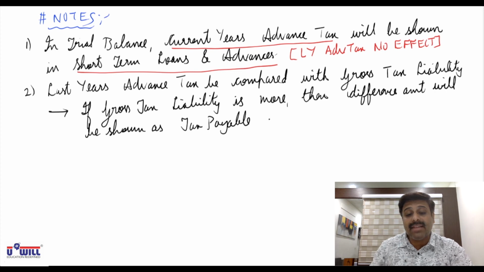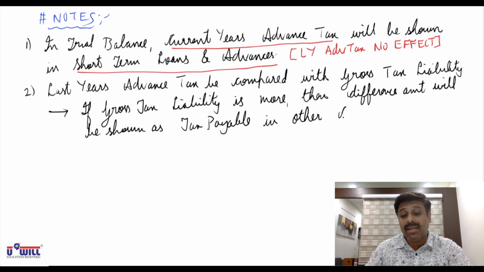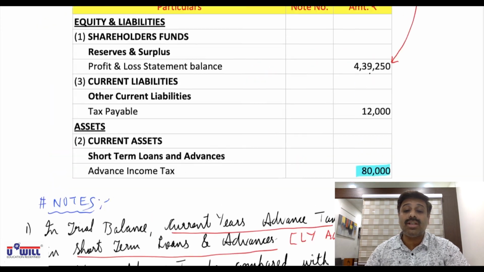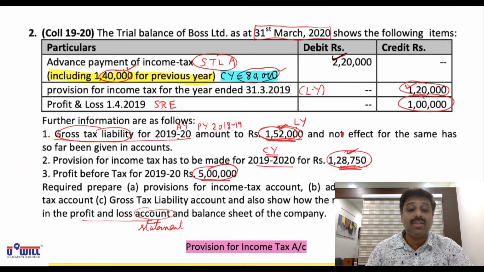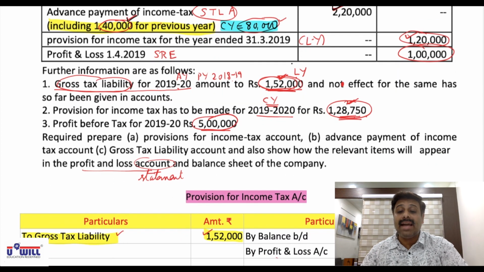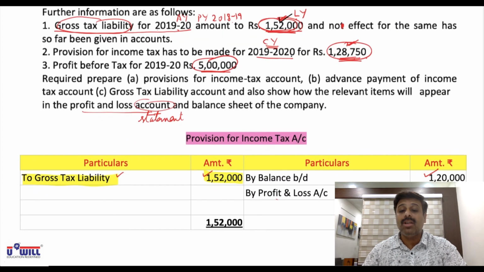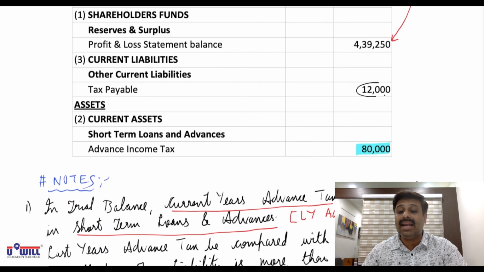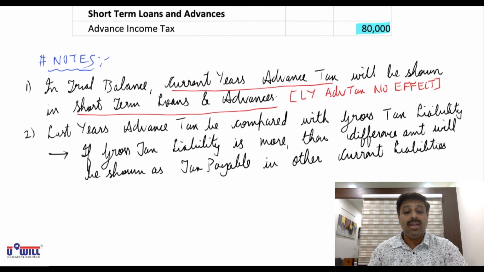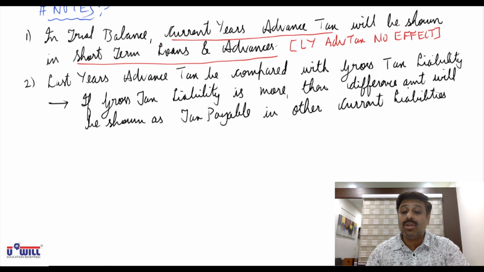That is what we had in this question. What did we have? Advance tax of last year 1,40,000. Tax liability 1,52,000. So difference amount 12,000. Is it appearing in other current liabilities or not? Yes. So if gross tax liability is more, then difference amount will be shown as tax payable in other current liabilities.